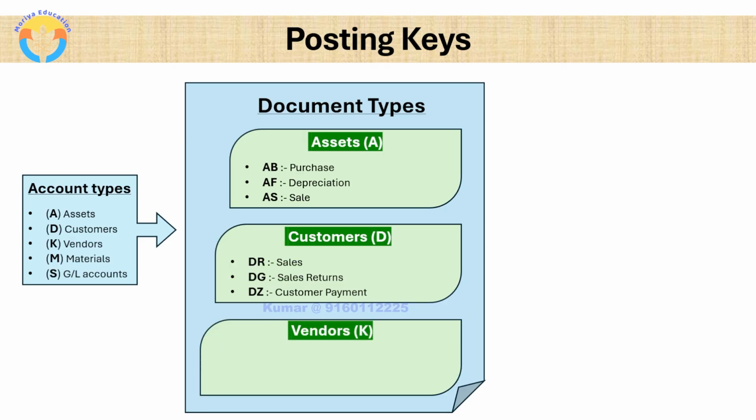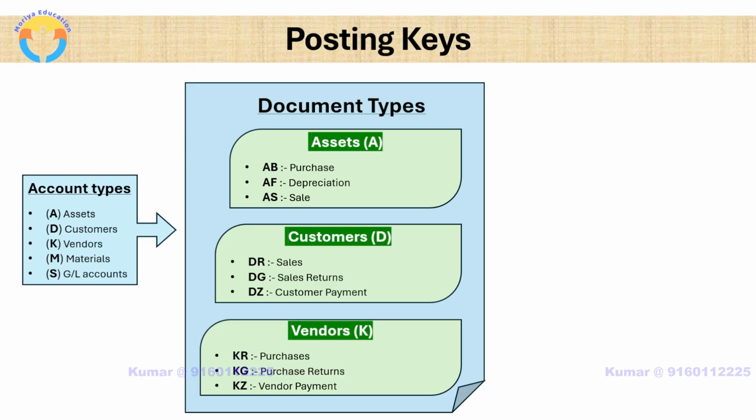For example, if we take another account type, vendor. If I purchase from a vendor, the document type is KR. If I return the goods back to the vendor, the document type is KG, and vendor payment is KZ. The vendor is the same, the customer is also the same, but the transactions are different. Based on the transactions, document types will be produced.